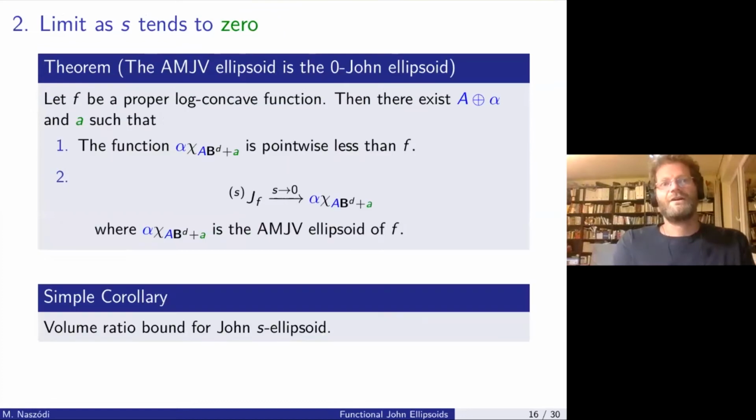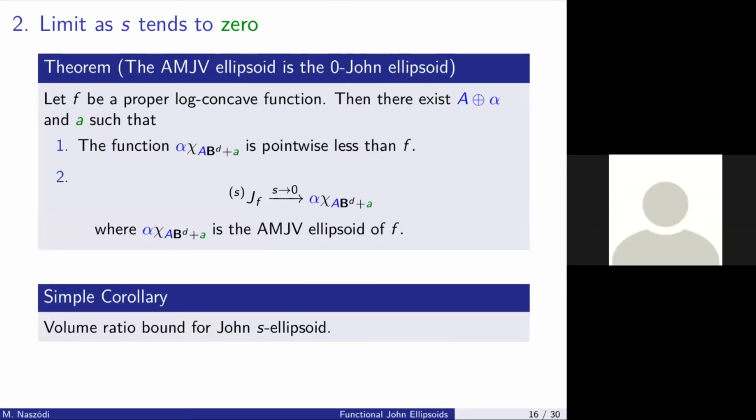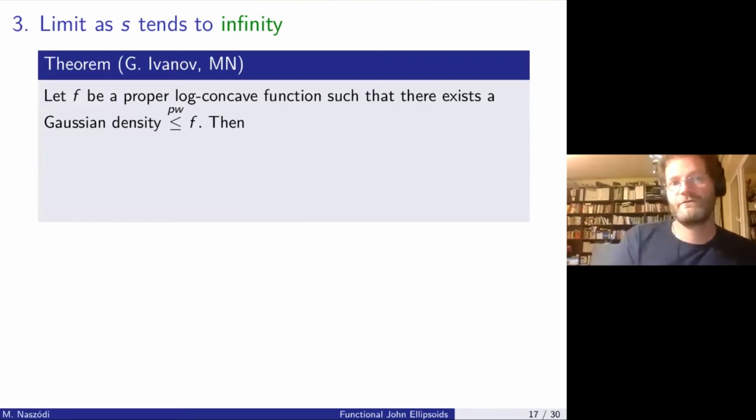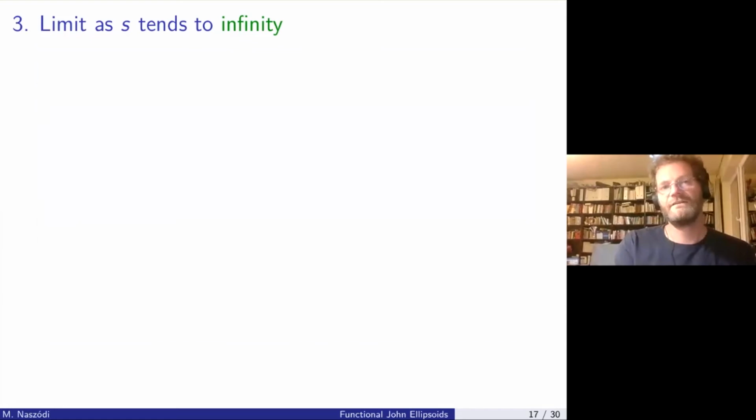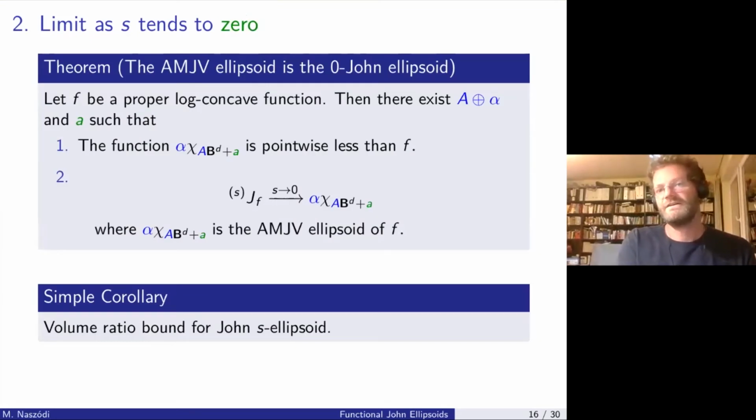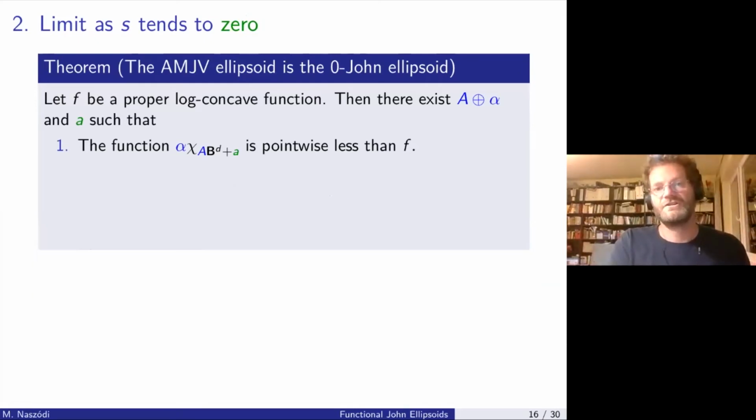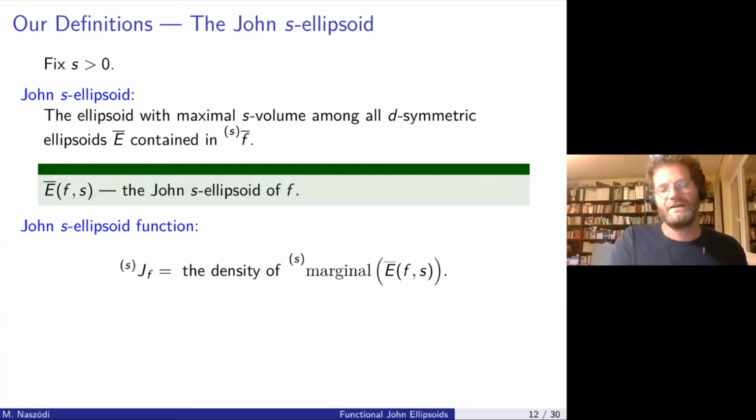Okay. So now this is about the limit as s tends to 0. How about s tends to infinity? Well, this is the case when Gaussian measures come into play. As long as s is not infinity, we have the John s ellipsoid, or the John s ellipsoid function. Let me just go back here. So you take the John s ellipsoid.